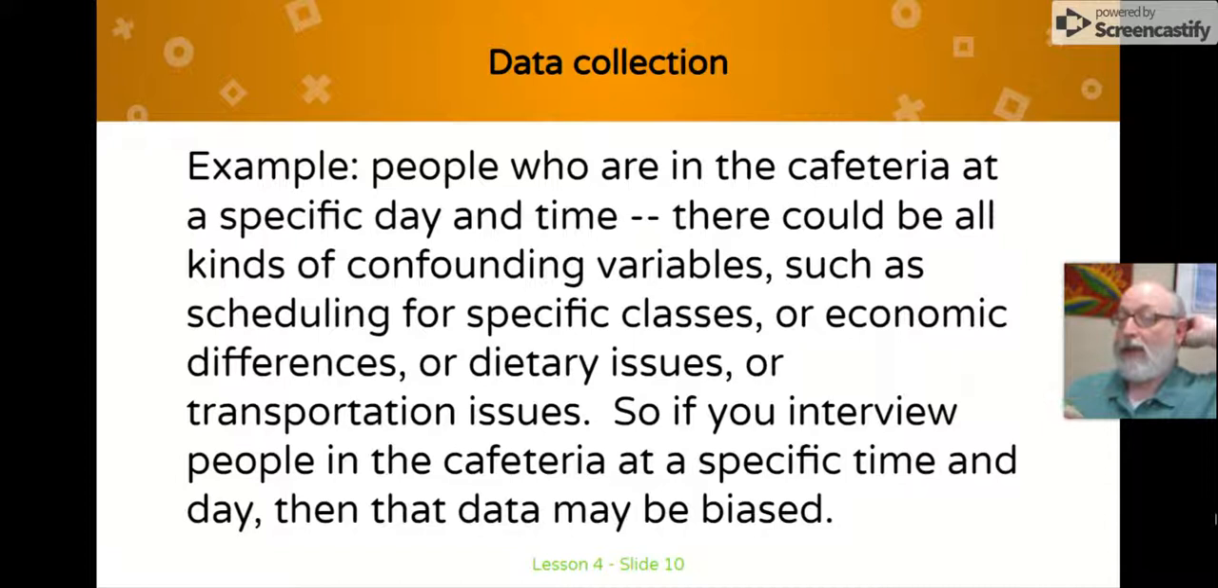Example, people who are in the cafeteria at a specific day and time. There could be all kinds of confounding variables, such as scheduling for specific classes, or economic differences, or dietary issues, or transportation issues. So if you interview people in the cafeteria at a specific time of day, then that data may be biased.